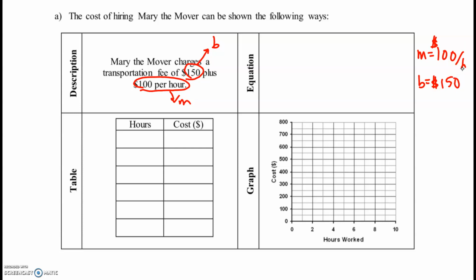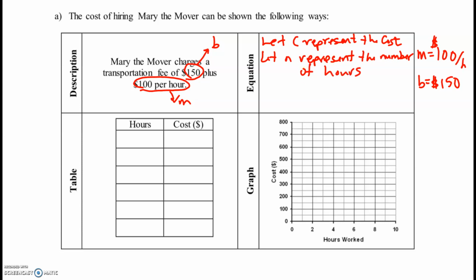I'm going to need let statements because we don't have any variables. So I will let C represent the cost. And I will let N represent the number of hours. Okay, so I'm ready to write my equation. That's going to be C equals 100N plus 150. Okay, now I can go ahead and fill in the table.